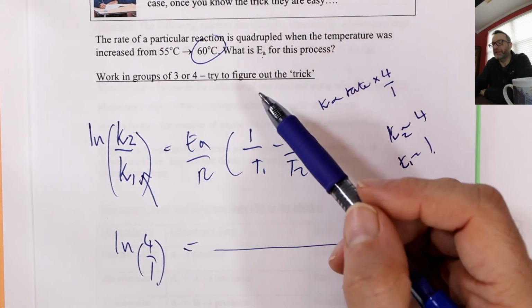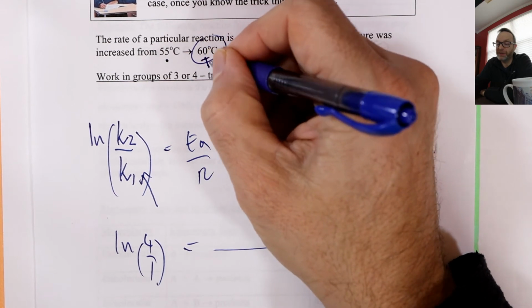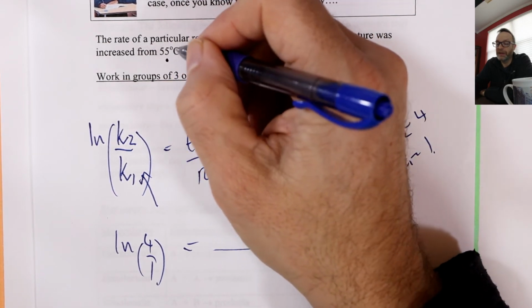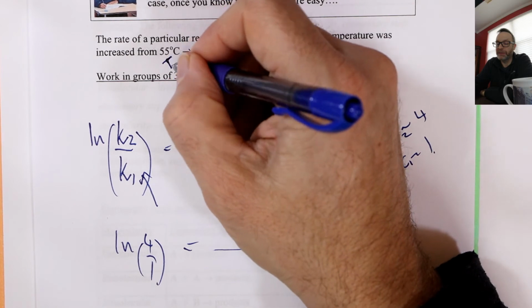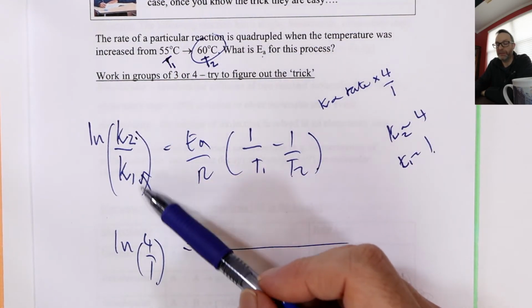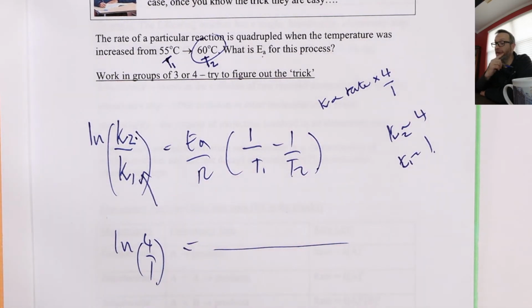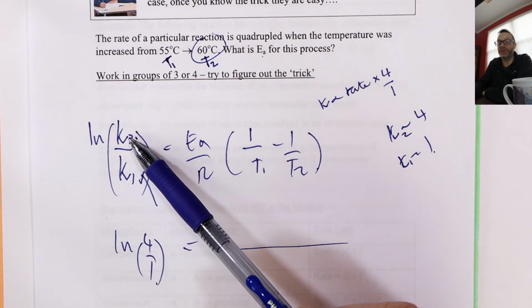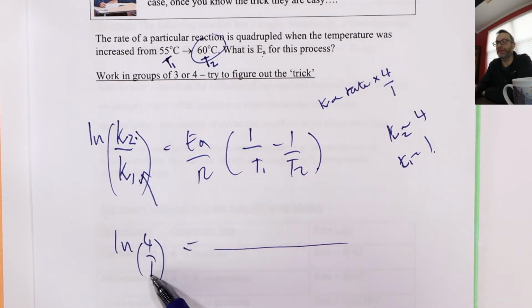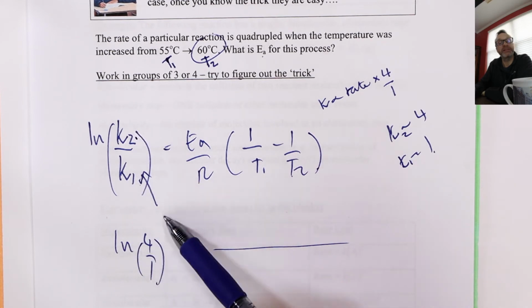So here's the trick. Obviously you're going to put these temperatures in Kelvin, yeah? The higher temperature is going to be T2, and the lower temperature is going to be T1, because remember, we want this ratio to be a number bigger than 1, so k2 has to be bigger than k1. Rate is proportional to k. If the rate's 4 times bigger, k2 is 4 times bigger than k1. So instead of writing the actual values for k, we only need their ratio.